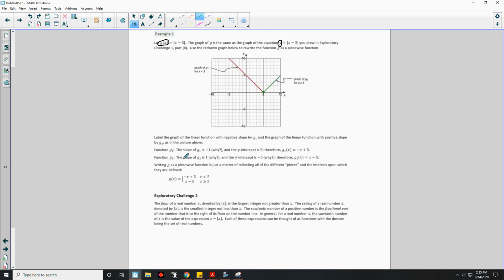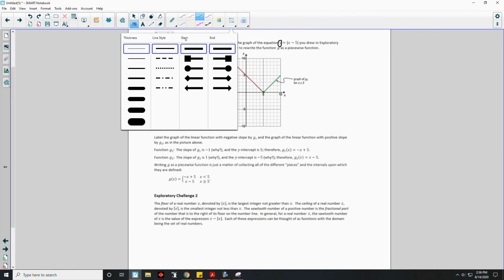And then when we go to g sub 2, the slope is 1. Why is that? Well, if we start here, we go up 1 over 1. Rise over run is 1 over 1, which is 1. Up 1 over 1, up 1 over 1, up 1 over 1. This is a positive 1 slope. The slope is in front of the variable, so that's positive 1 instead of negative. So it's 1. And then we have to continue that function.